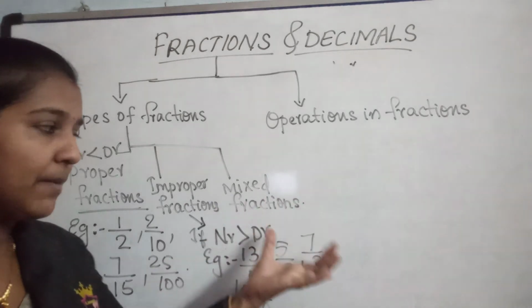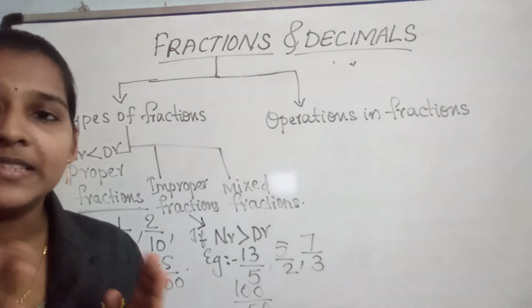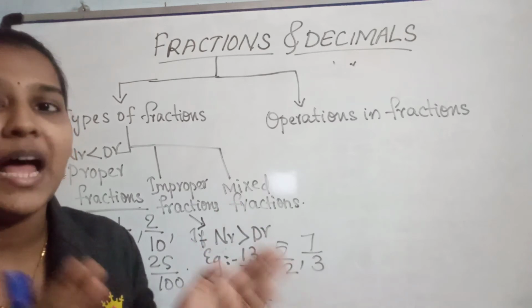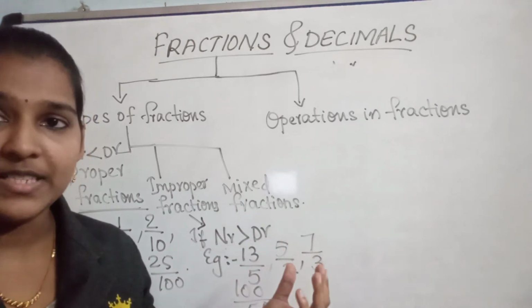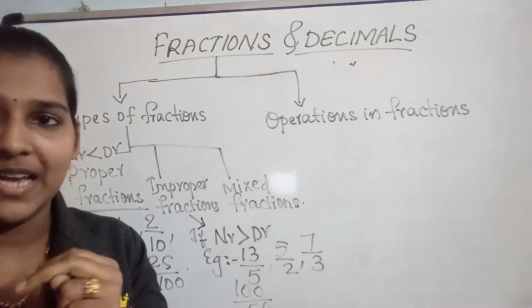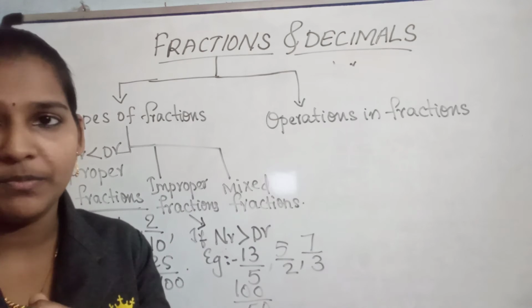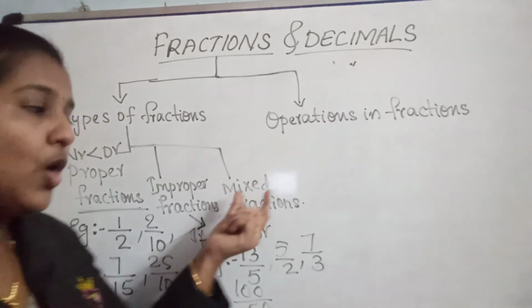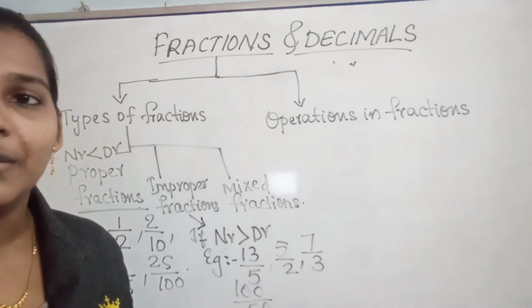Now the next type of fraction is mixed fraction. So children, mixed fraction is the combination of a whole number and a proper fraction. In this type of fraction, it will have two parts: one is the whole number part and the other one is the proper fraction part. So the combination of a whole number and a proper fraction is called a mixed fraction.